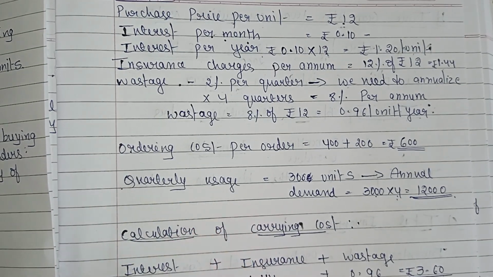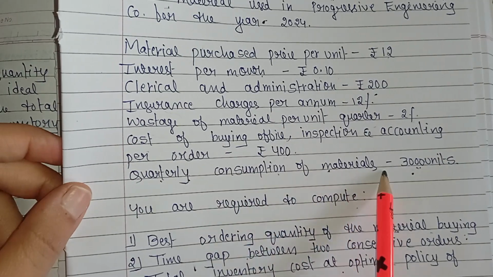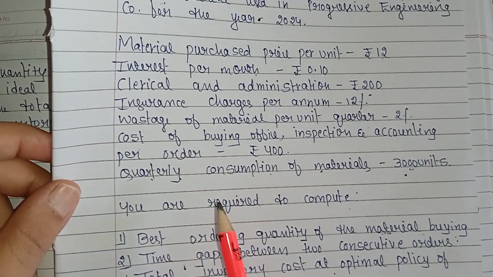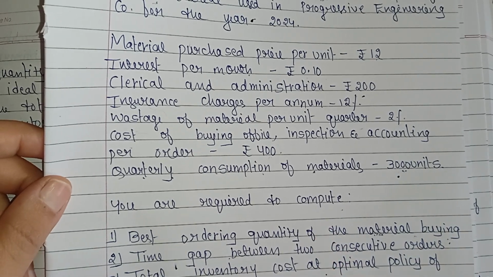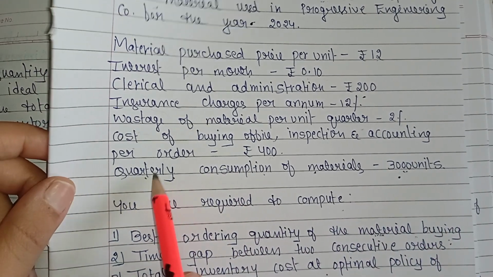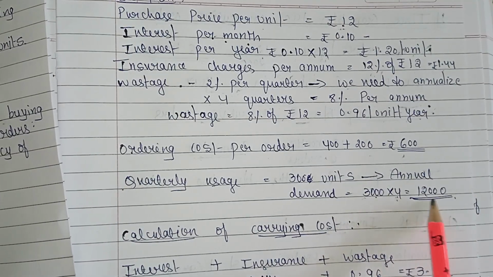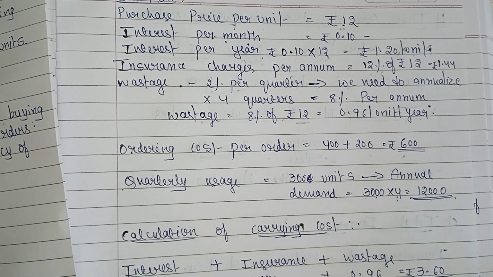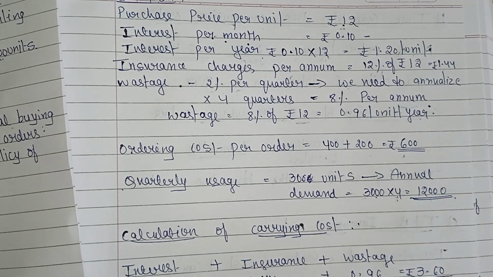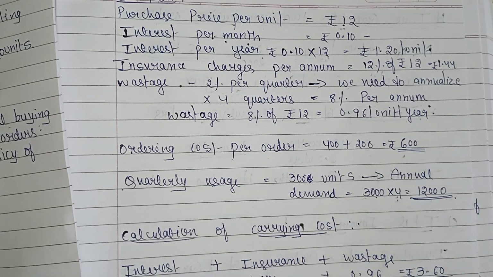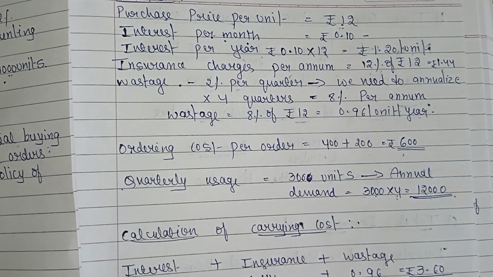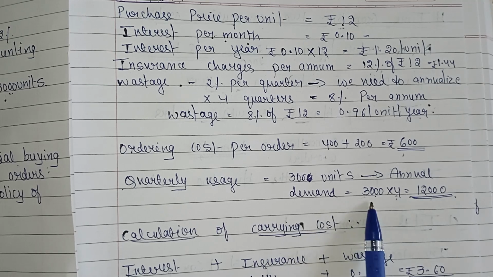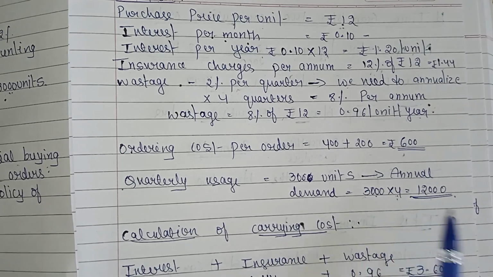Next one is quarterly usage. Here consumption of materials is given in the form of quarter. Right? That is 3000 units. Means what we have to do? We need to annualize. Means 3000 into 4. How many quarters in a year? 4. So 3000 into 4 equals 12,000. Sorry, this is 3000 units. Clear? So our annual demand is 3000 into 4 equals 12,000.